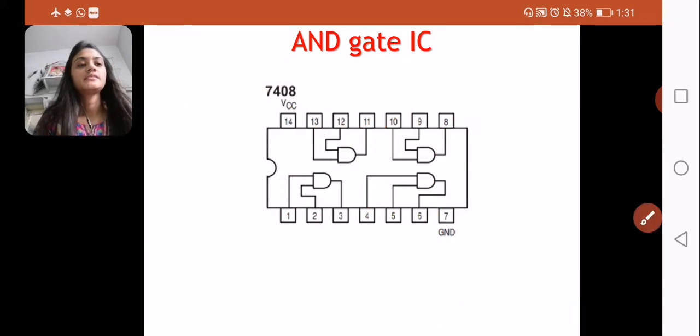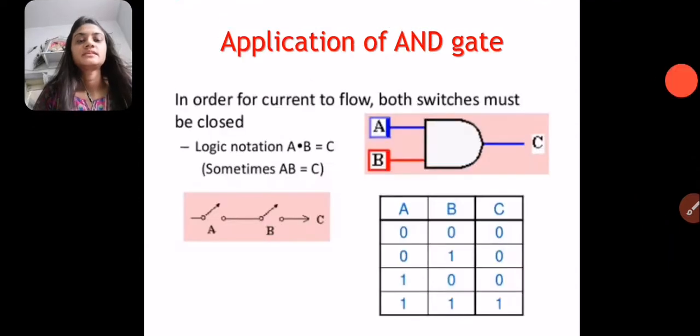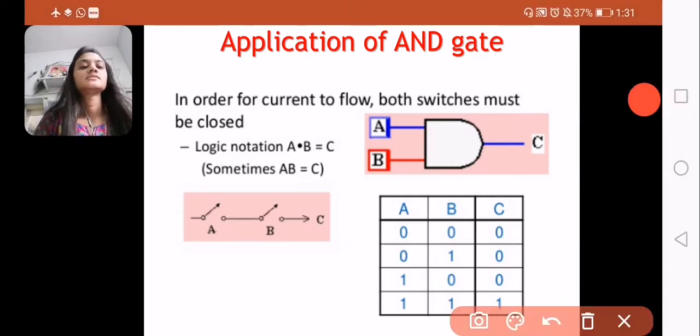Okay, so that is what you have to remember about the AND gate. Now the next topic is the application of the AND gate. Suppose you want to build an application using an AND gate, then you have to put 2 switches or 2 diodes in series. Why? Because to achieve the truth table of the AND gate, the series combination will give it. Now let us see how.